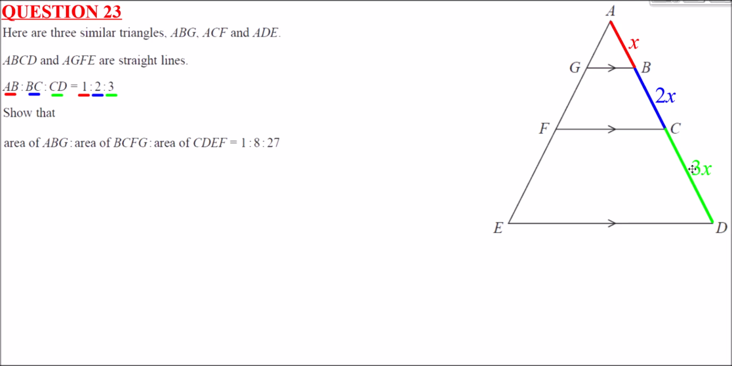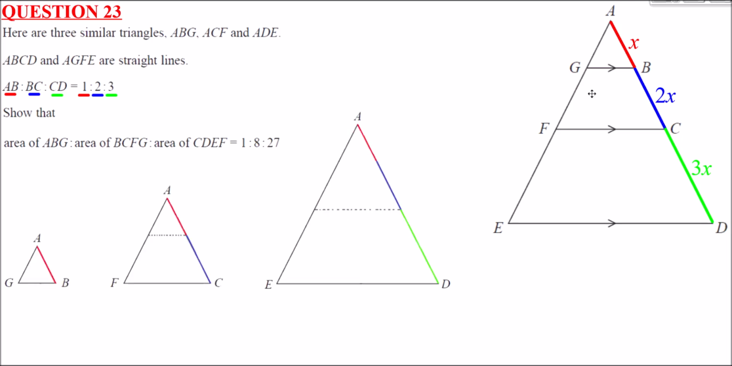We need to show that the area of ABG, which is a triangle, to the area of BCFG, that's a trapezium, so don't mistake it, you think about triangles all the time, and CDEF, which is this bigger bottom trapezium, the areas of those we need to show are in the ratio 1 to 8 to 27. So let's just consider this piece by piece.